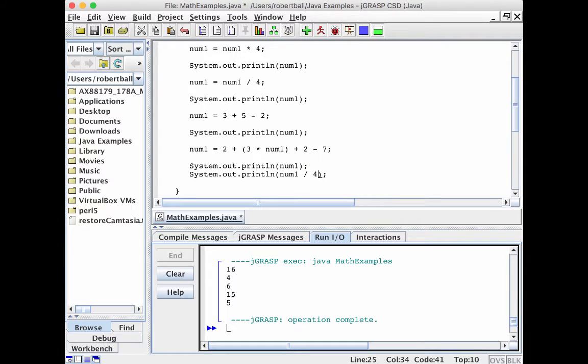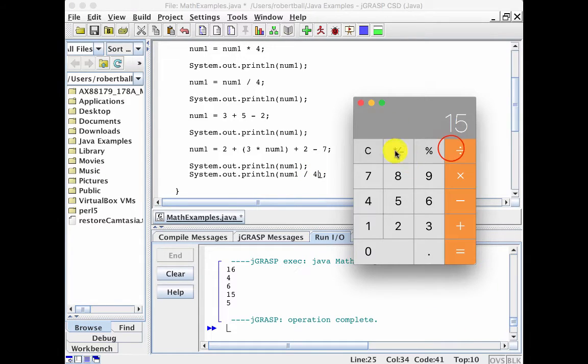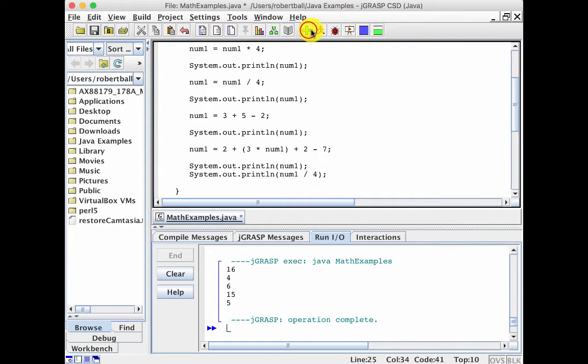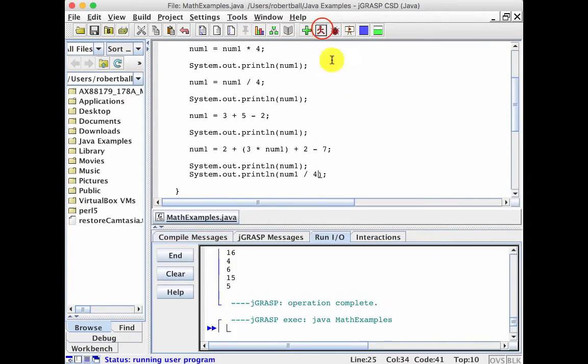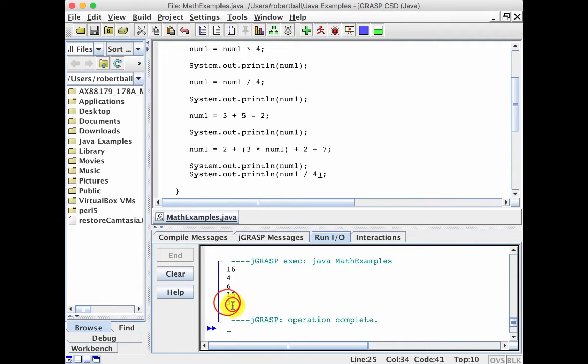Now, what happens when we divide it by 4? Okay, let's get the calculator back out. So 15 divided by 4 equals 3.75. So this should change to 3.75. All right. And, oh dear. Oh dear, oh dear, oh dear. Where is the 0.75?